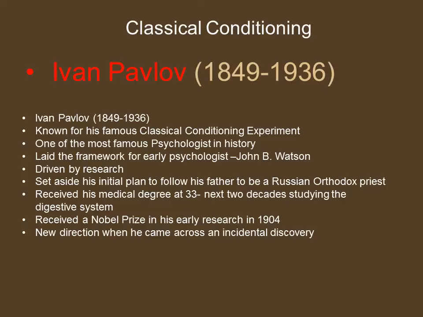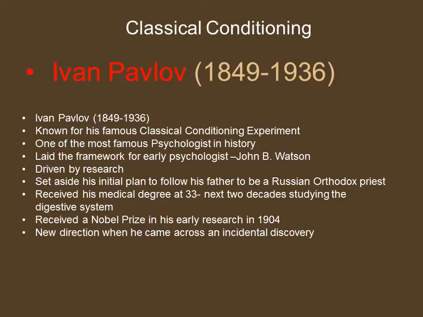The person that is responsible for classical conditioning is Ivan Pavlov. He was born in 1849 and died in 1939. He is known for his famous classical conditioning experiment. He's one of the most famous psychologists in history. He laid the framework for early psychologists such as John B. Watson.